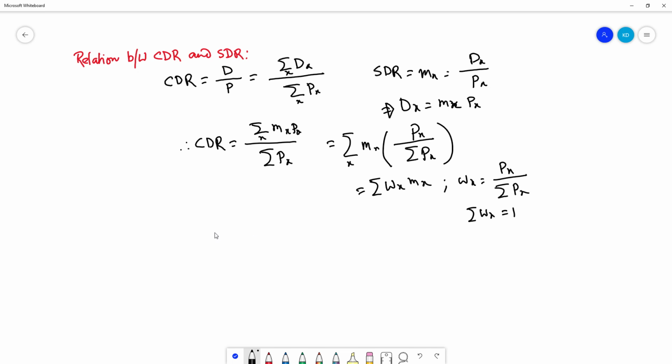Hence, this CDR is nothing but a weighted average of SDRs, where px by sum over px is the weight.